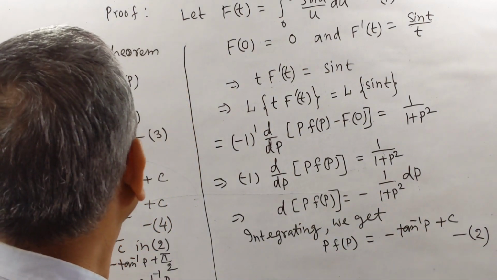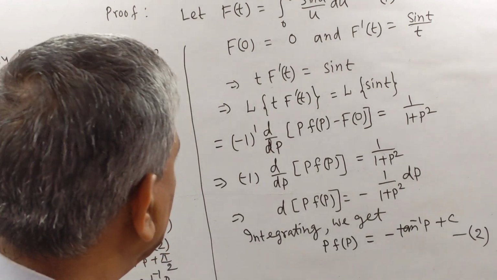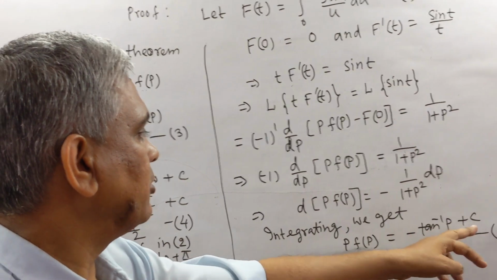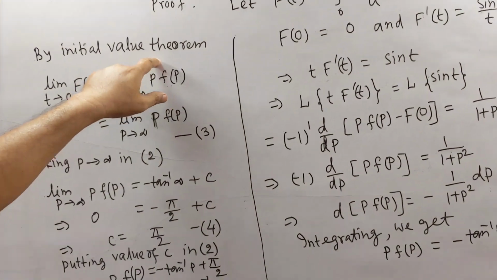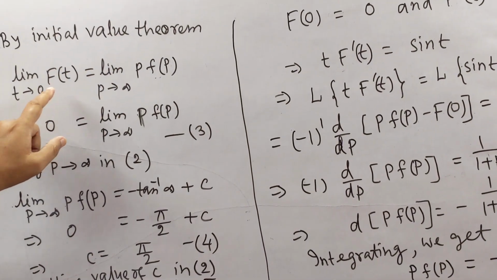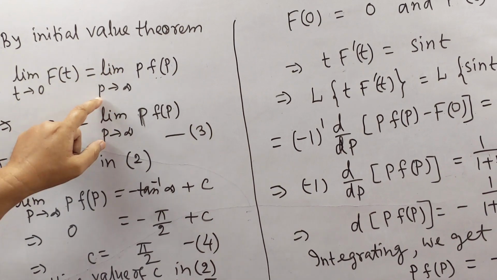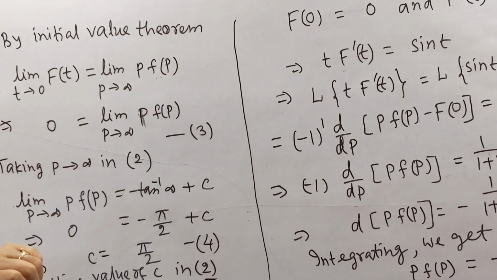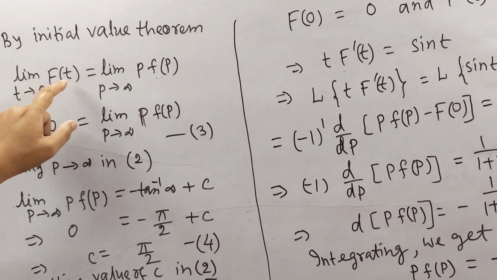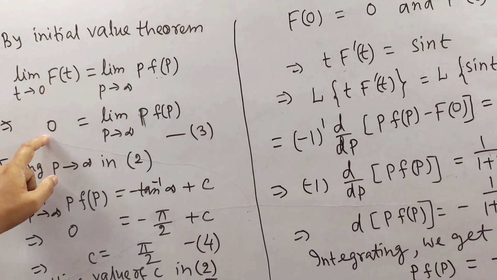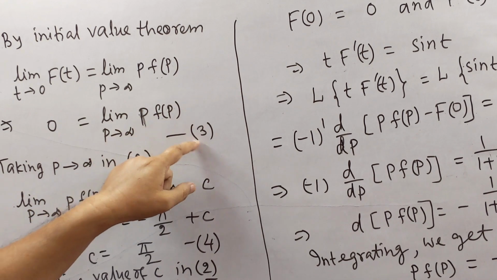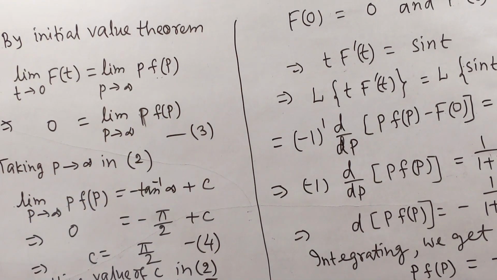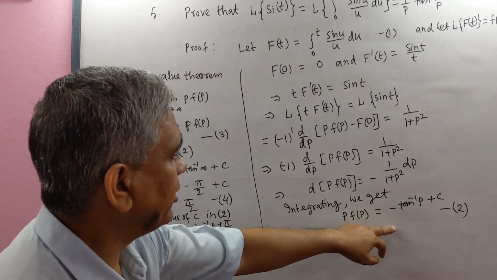This is number 2. Now we find the value of the constant c. By the initial value theorem, we know that the limit t tends to 0 of f(t) equals the limit p tends to infinity of p F(p). Here f(0) is 0, so we put 0 here. Limit p tends to infinity of p F(p). This is number 3. Now take the limit p tends to infinity on both sides in equation 2.